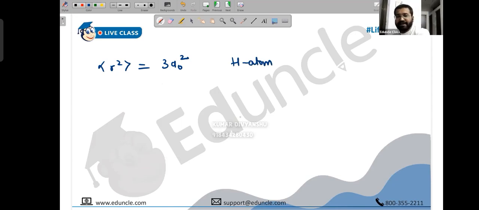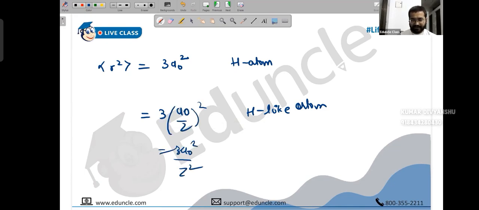Now, what will be the answer for a hydrogen-like atom? So Z square. Instead of a naught, you have to write a naught by Z. So this becomes 3 a naught square upon Z square. You will solve this for your practice now.